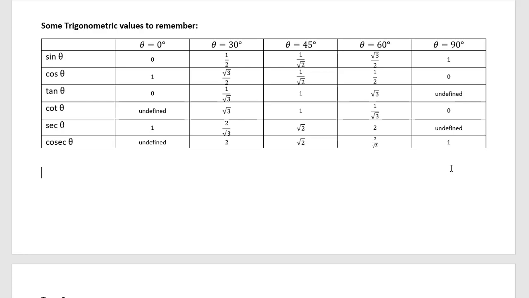So this is for today, and in the next classes I will be discussing some stereotype problems which are very common in the SSC exam.